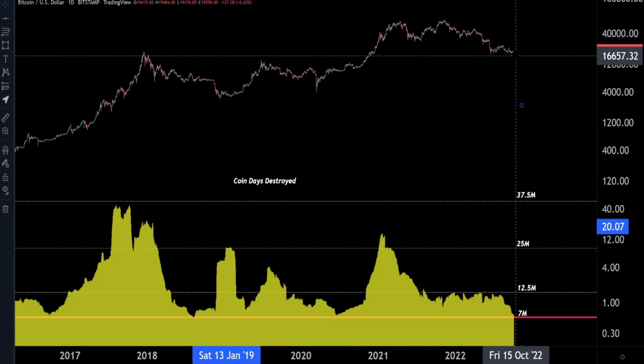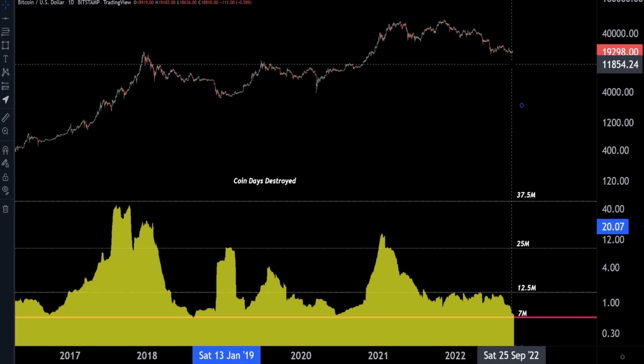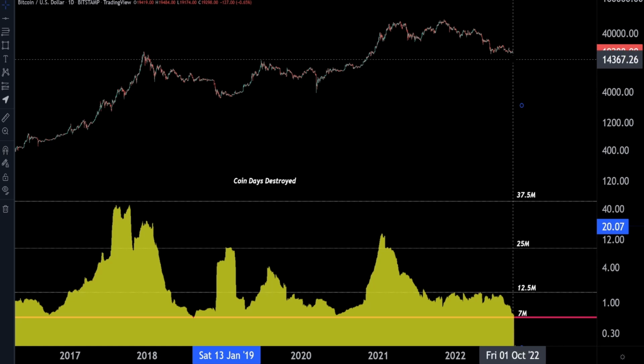So we're at a place right now where there's obviously not a huge degree of acquisition going on. People are not accumulating coins left and right, hand over fist. If they were, we'd see the price going up. So what you're seeing is you're running into a place where the selling on the network is drying up. And I want to show you this specifically.